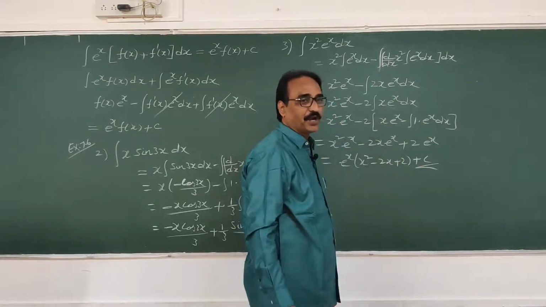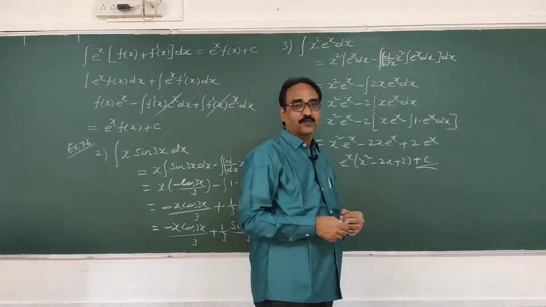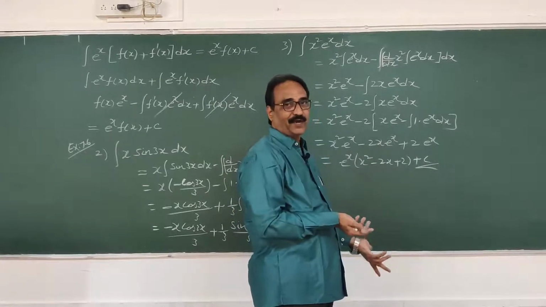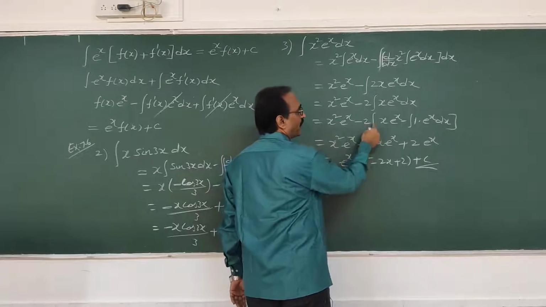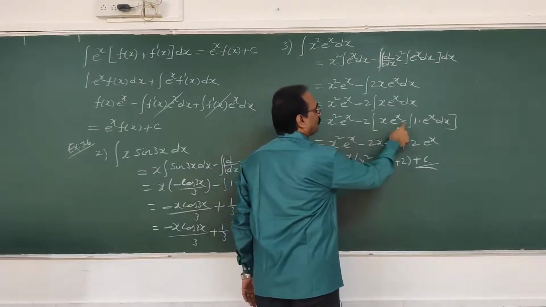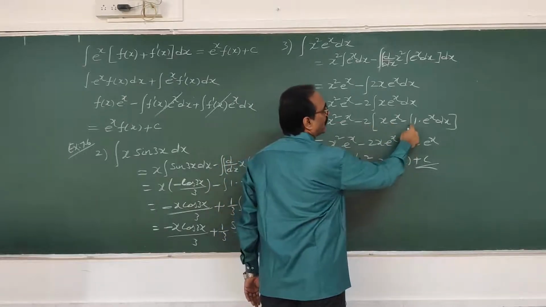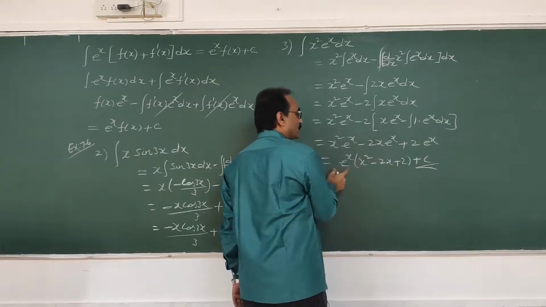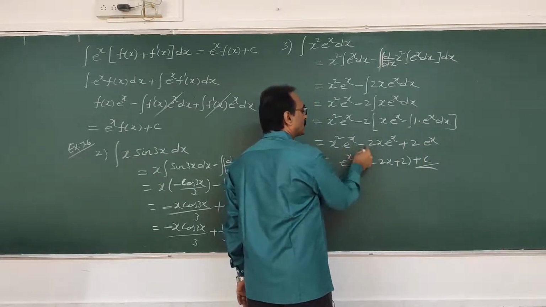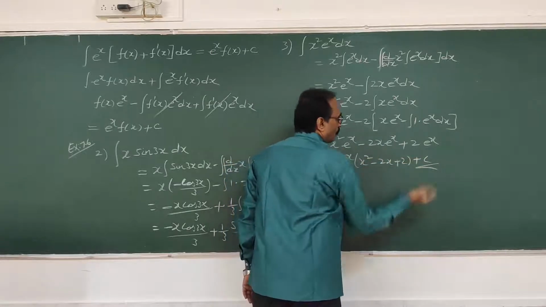So every time you need not put one or two steps, one or two problems to understand, we do it like that. Now x square e power x minus 2x e power x, minus into minus plus 2 into integral of e power x, which is e power x. If we take e power x common throughout, e power x into (x square minus 2x plus 2) plus c.